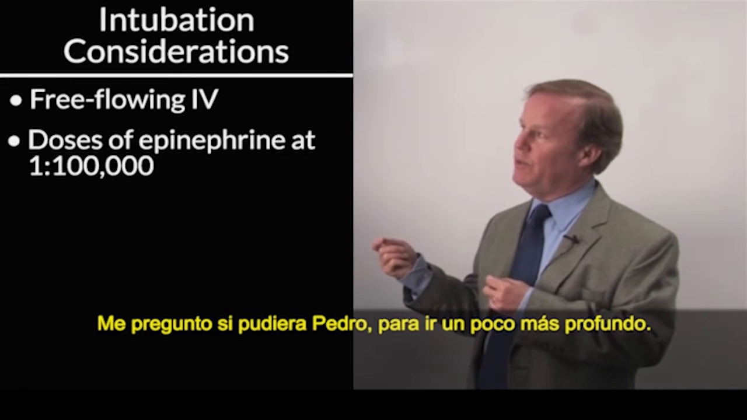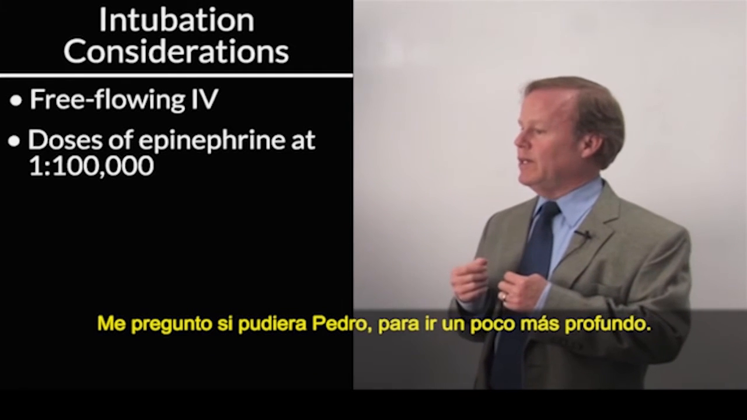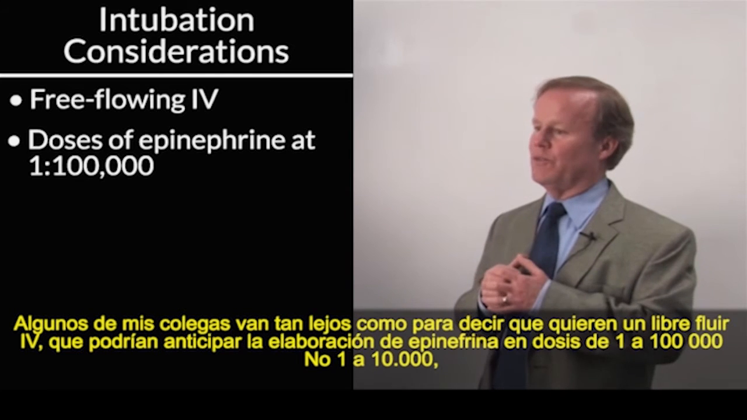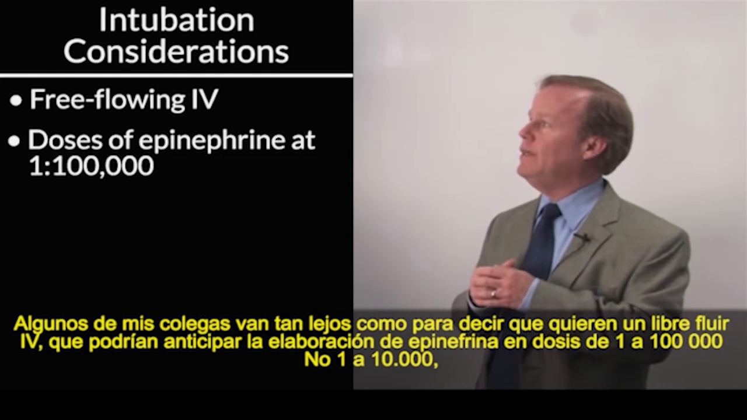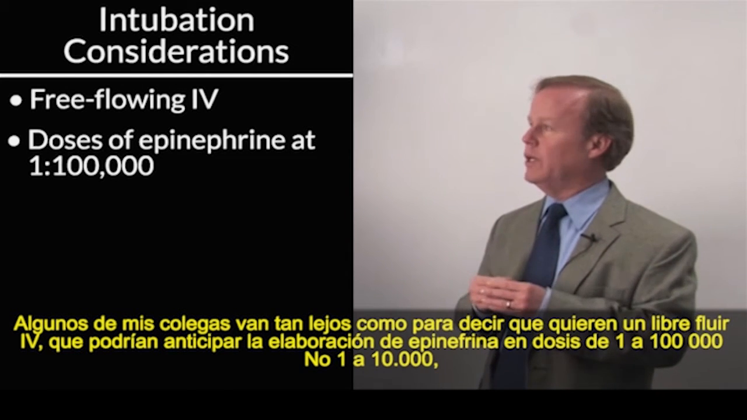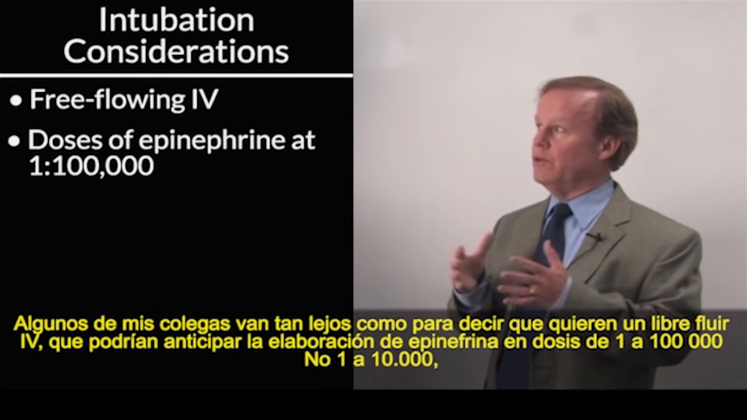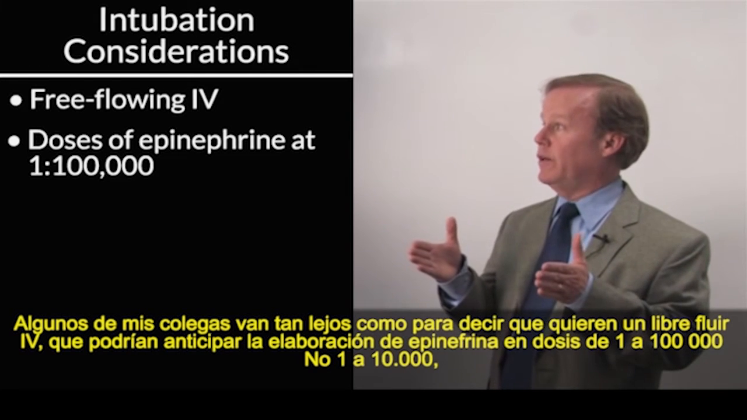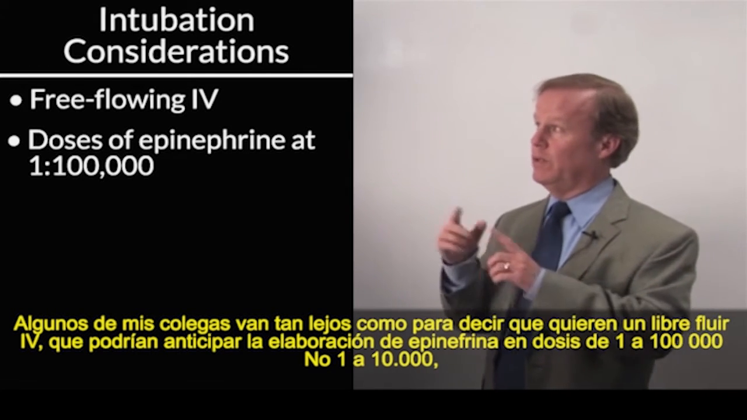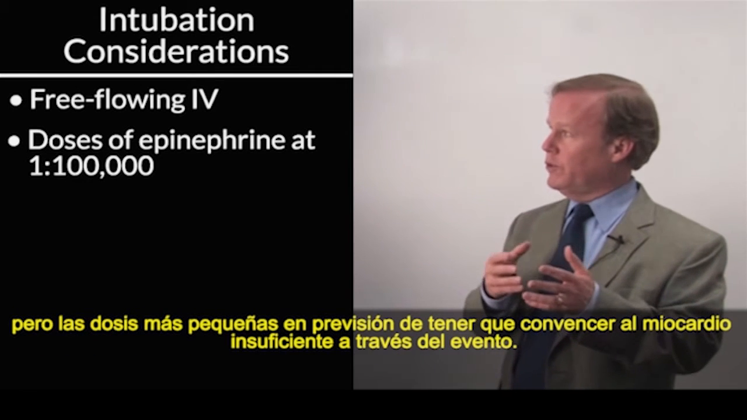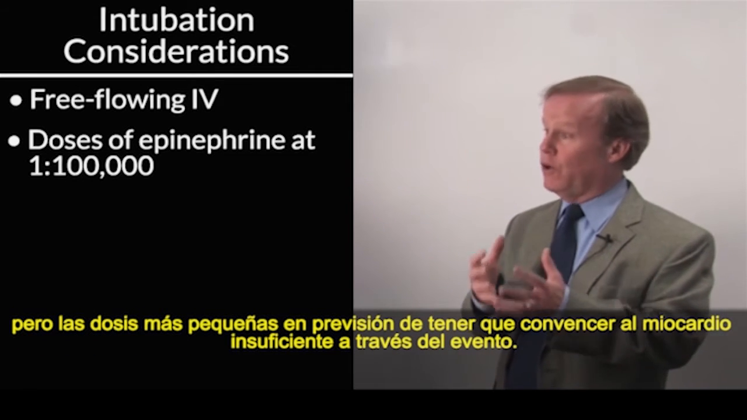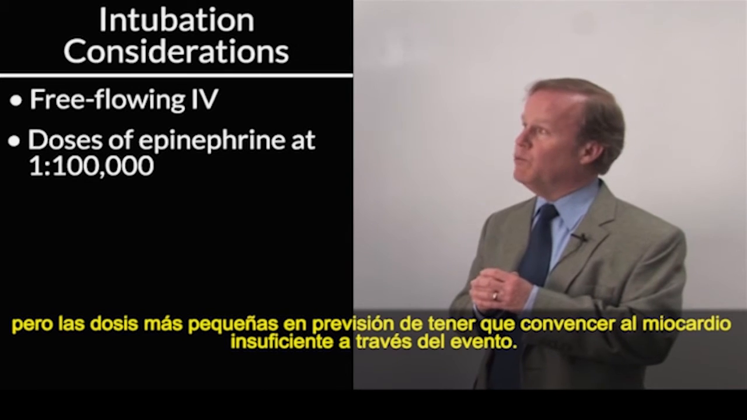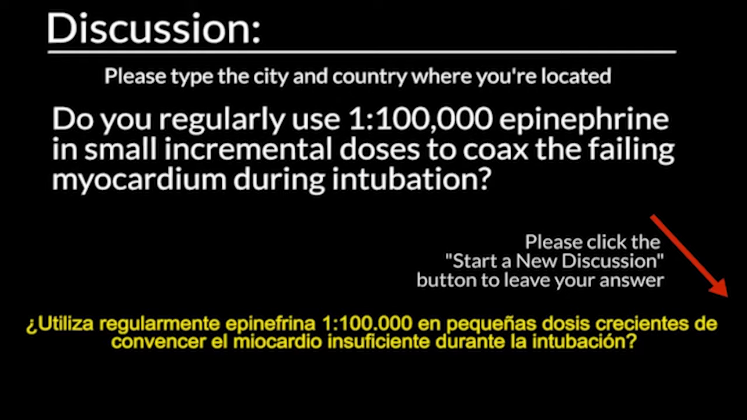I wonder if I could ask you, however, Peter, to go a little deeper. Some of my colleagues go as far as saying they want a free-flowing IV, that they might anticipate drawing up epinephrine in doses of 1 to 100,000, not 1 to 10,000, but smaller doses in anticipation of needing to coax the failing myocardium through the event.